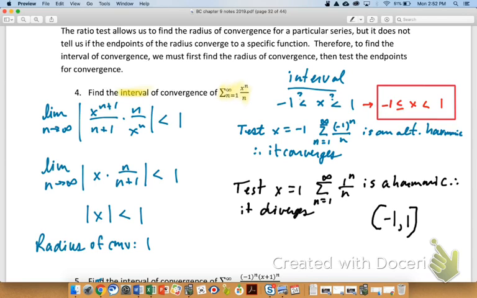Like, make sure it's an actual hard-edged bracket or a very smooth parenthesis. So just be careful with your notation there.